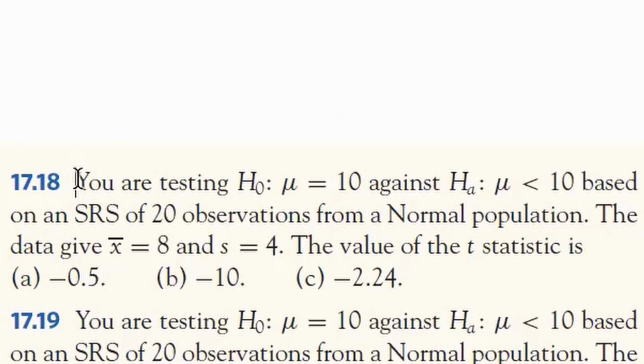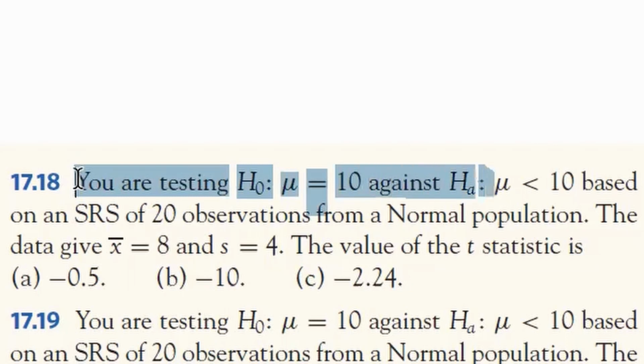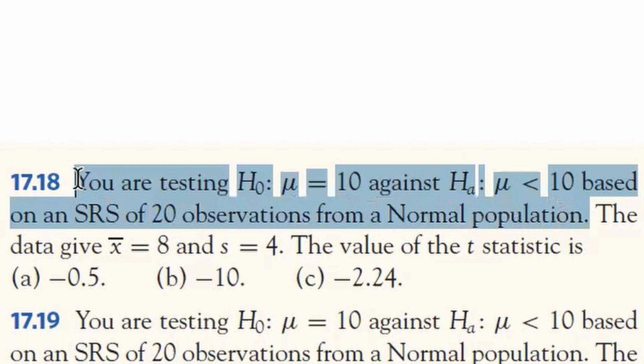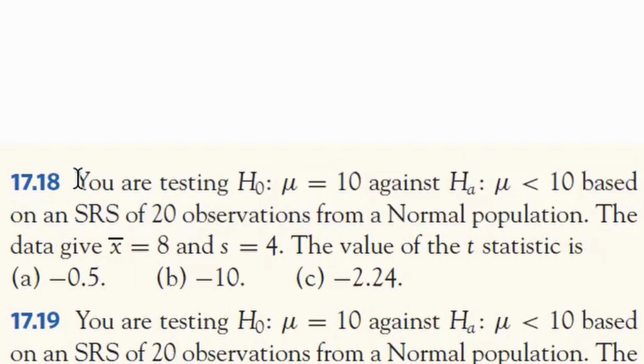So look at this question. You are testing the null hypothesis, mu is equal to 10, against the alternative hypothesis, mu is less than 10, based on an SRS, simple random sample, of 20 observations from a normal population. Well, this sounds familiar. This is something that we've heard of before. The data give X bar, which is the mean, equals 8, and S, the standard deviation for the sample, is equal to 4.